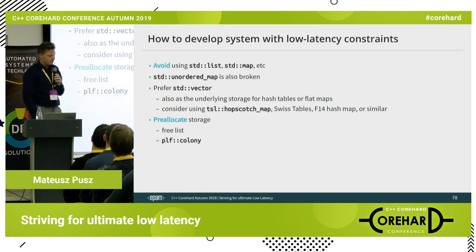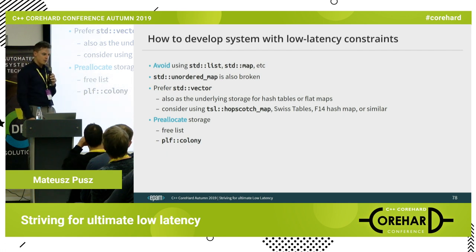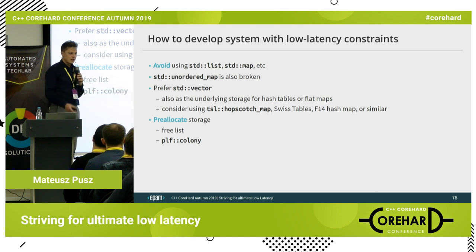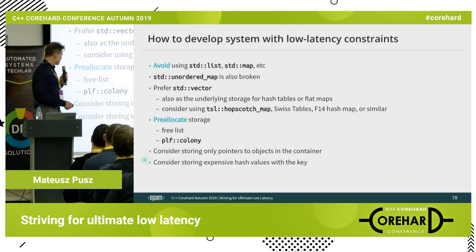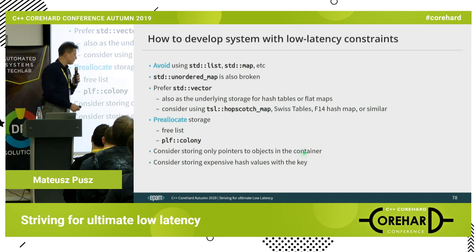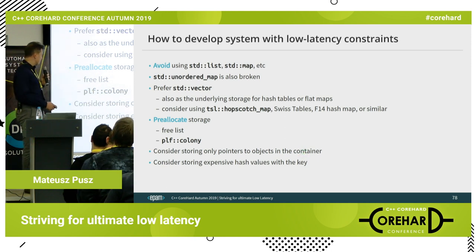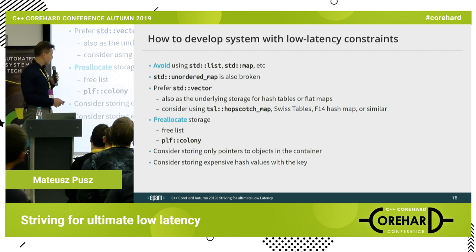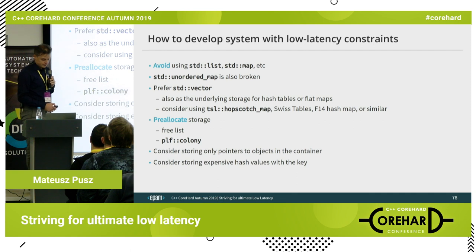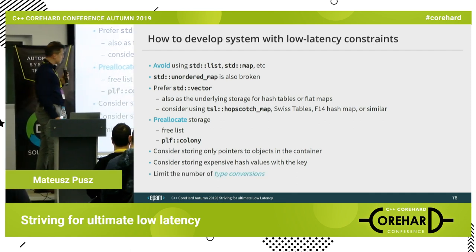If you want to pre-allocate storage, you may either implement your own free list, or maybe try using PLF Colony. This is a container that's being proposed for standardization. This is a really nice container for, let's say, pre-allocating. It's really like a free list enclosed with some STL-like interface. Sometimes consider storing only pointers to objects in the container to make the elements in the container smaller. And also, if a hash is expensive to compute, sometimes store precalculated values together with the hash. And limit the number of type conversions.